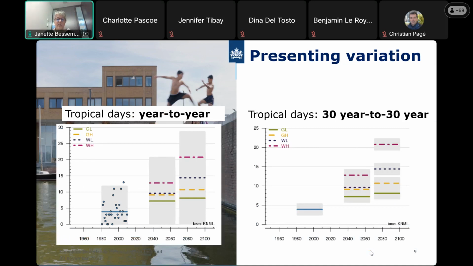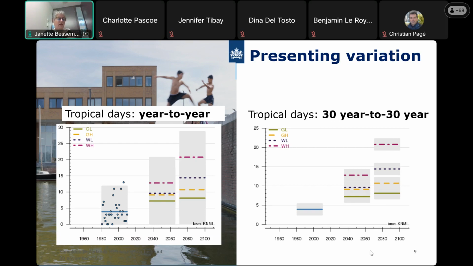Well, I said already that there is a difference between the year-to-year variation and the 30-year to 30-year variation. And for the KNMI 14 scenarios, we had a lot of discussion within KNMI on how to present it. Most of the climate researchers wanted to present the 30-year to 30-year information of variation, because that gives you an idea whether the climate will change significantly. Of course, that's useful, but at the same time, I know from my experience with users that most people can understand the year-to-year variation much better, and that is more relevant for them.